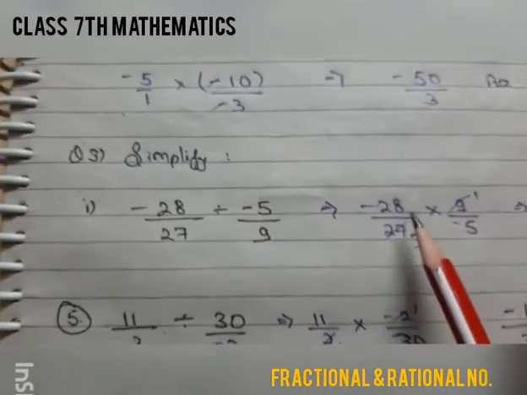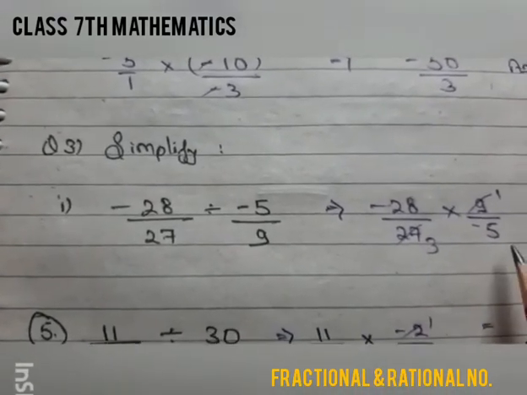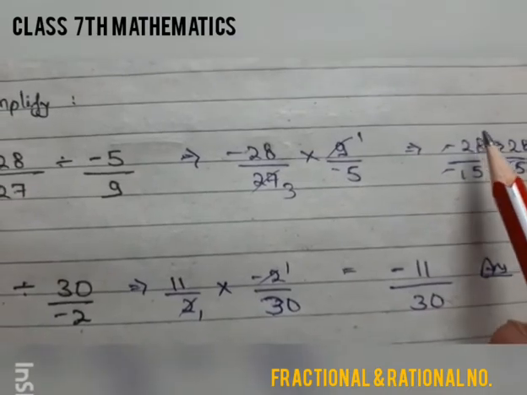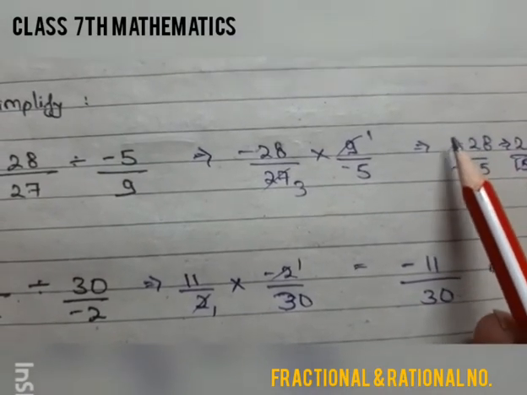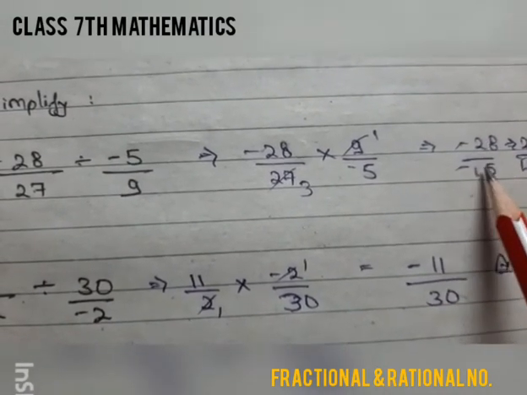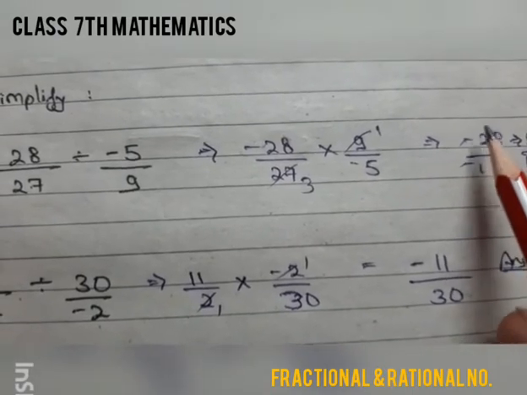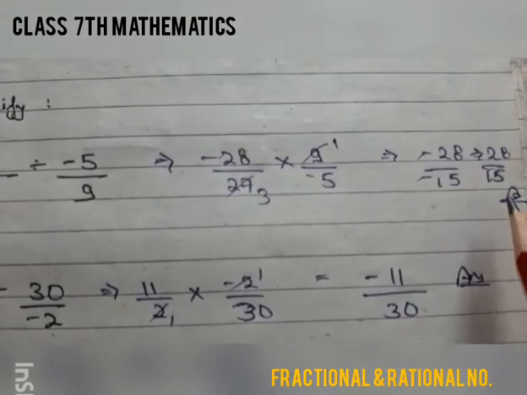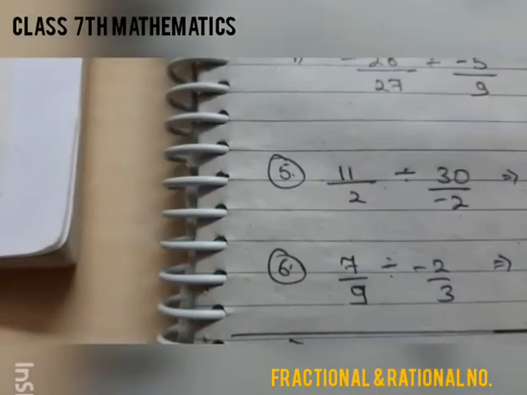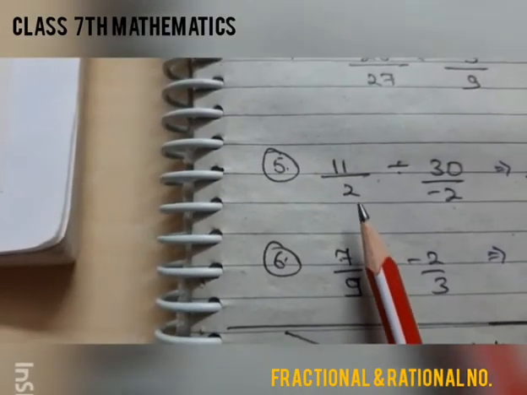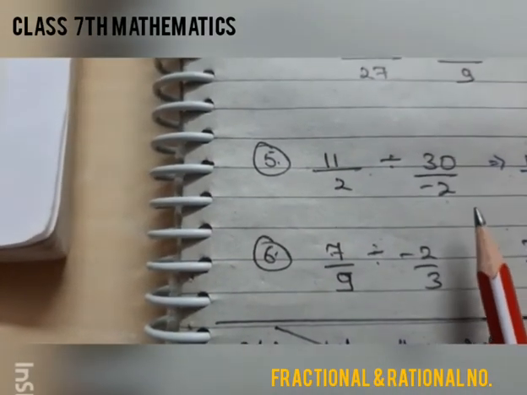Minus 28 upon 27 into 9 upon minus 5. When you solve it, it will come 28 upon 15, but with a negative value. See, minus 28 upon minus 15. Now since both are the same sign, again we can strike it off, so the final answer will be 28 upon 15. Same is the second question, 11 upon 2 divided by 30 upon minus 2.